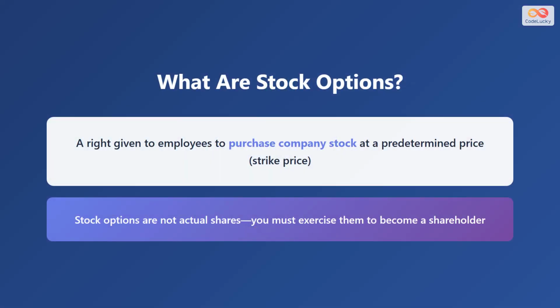Before we compare ISO and NSO, let's understand what stock options actually are. A stock option is a right given to employees to purchase company stock at a predetermined price, known as the strike price or exercise price. It's important to note that stock options are not actual shares of the company. You must exercise them, meaning you must pay the strike price to convert them into actual shares and become a shareholder. This distinction is key to understanding how they work.